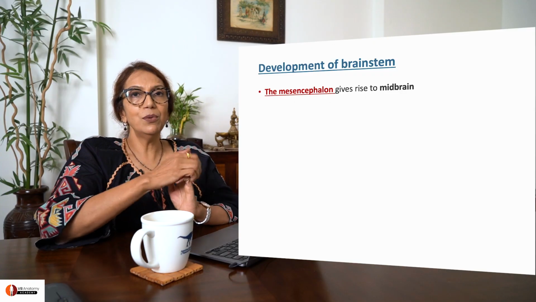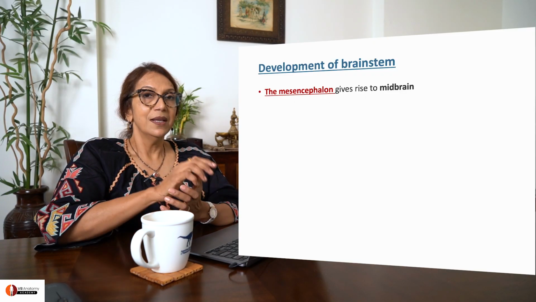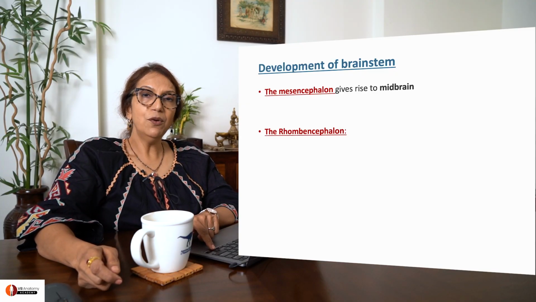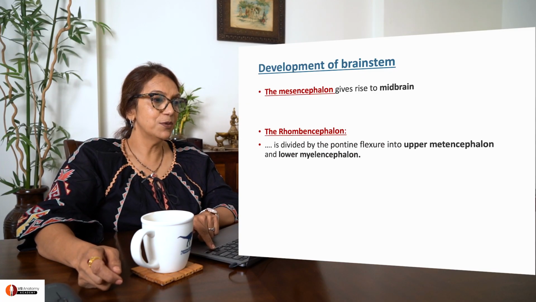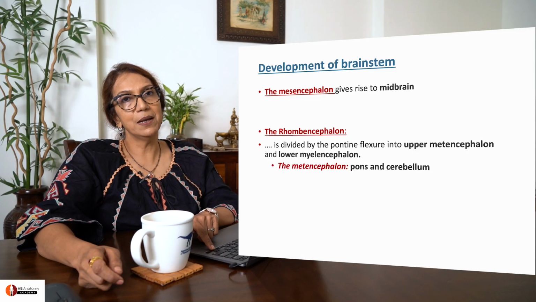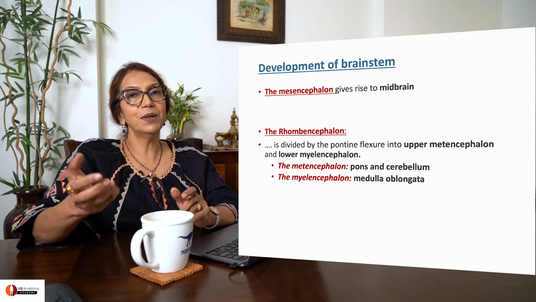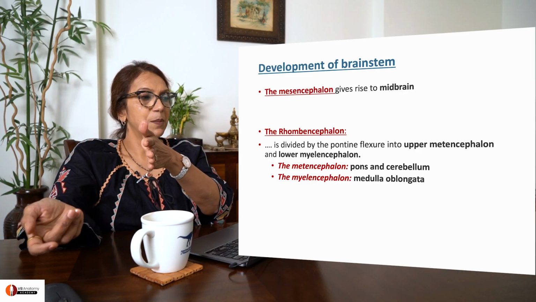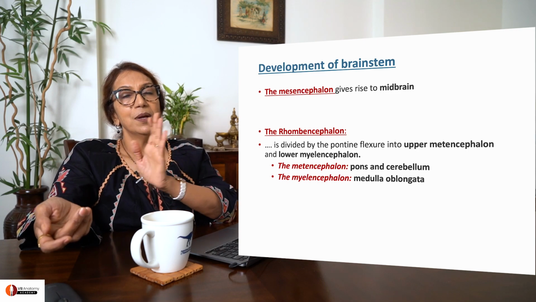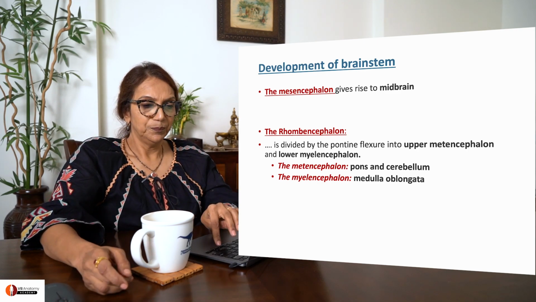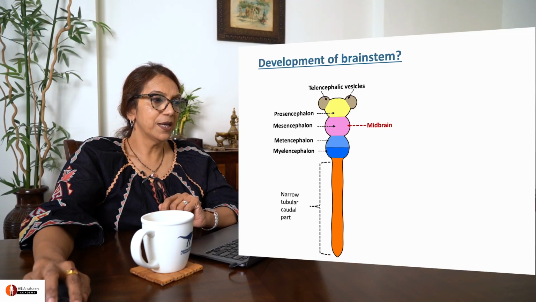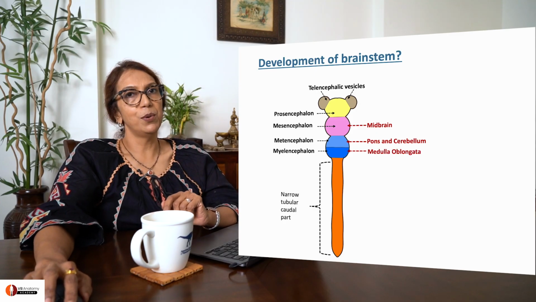Now what happens? How does the brainstem develop from all this? The mesencephalon develops to form the midbrain. In the rhombencephalon, metencephalon develops to form the pons and cerebellum. Myelencephalon develops to form the medulla oblongata. There is your brainstem. Mesen, midbrain. Meten, pons, cerebellum. Myelen, medulla. Simple. So, revise with me. Mesen, midbrain. Meten, pons and cerebellum. Myelencephalon, medulla oblongata.